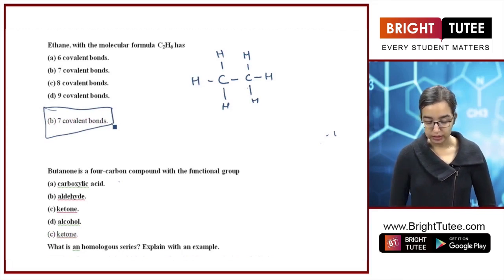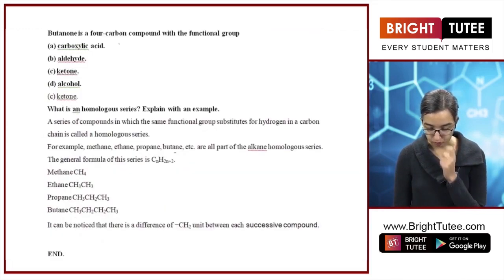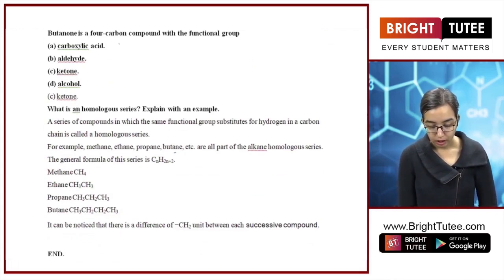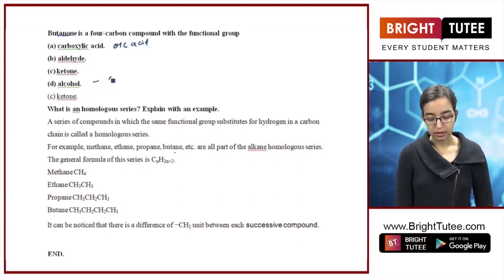The next question is, butane is a 4-carbon compound with a functional group of what? Butanone. So one means the functional group of ketone. Aldehyde is shown by al. Carboxylic acid is shown by oic acid suffix, and alcohol is shown by ol. So the one is representative of a ketone group.